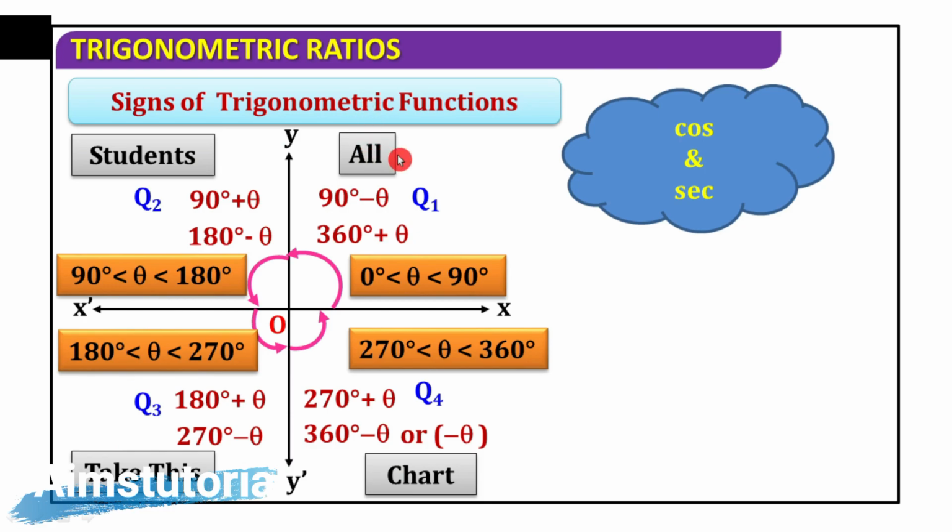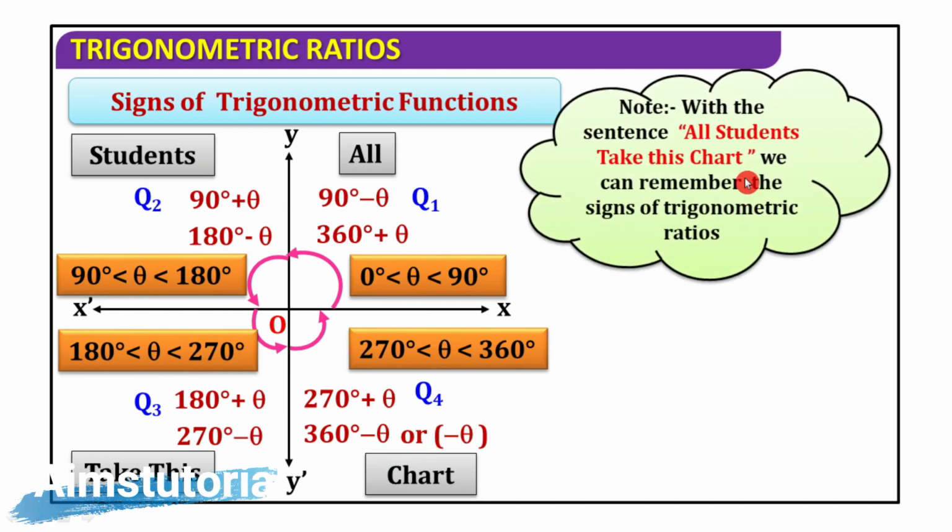All means all 6 ratios will be positive in this quadrant. Second quadrant, sine and its reciprocal cosec are positive. Third quadrant, T, tan and cot are positive. In the fourth quadrant, cos and secant are positive, remaining are negative. So with the sentence all students take this chart, we can remember the signs of trigonometric ratios. Instead of all students take this chart, we can also remember all silver teacups.